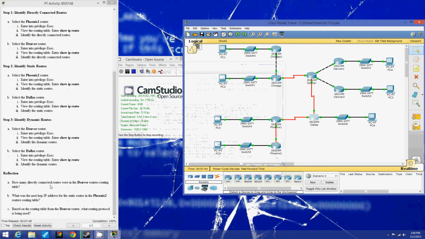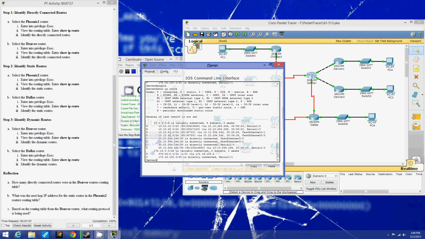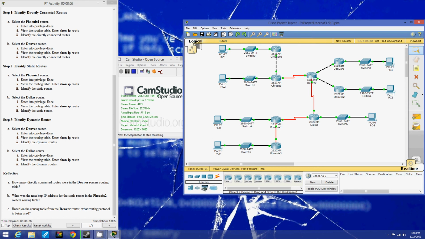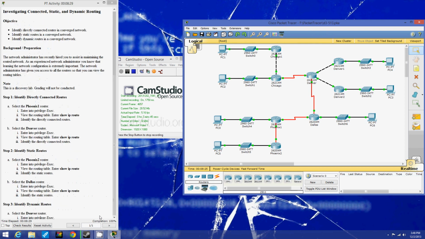Now I'll go to this reflection. How many directly connected routes were in the Denver router's routing table? So in the Denver directly connected, we have 1, 2, 3, 4. Four direct connections from the Denver router. Those are probably the four that are directly connected. What was the next hop IP address for the static routes in the Phoenix 2 router table? Based on the routing table from the Denver router, what routing protocol is being used? DHCP is the routing protocol being used.